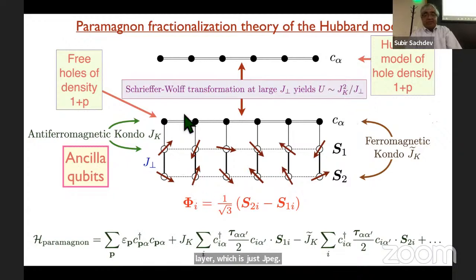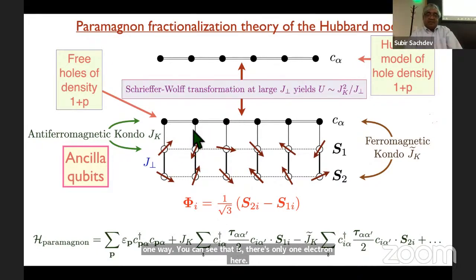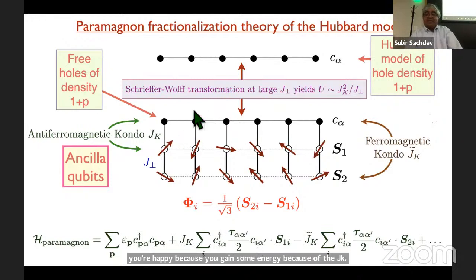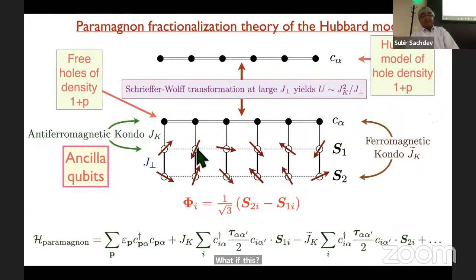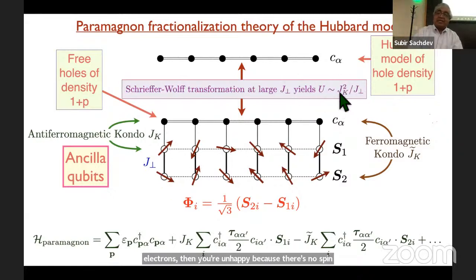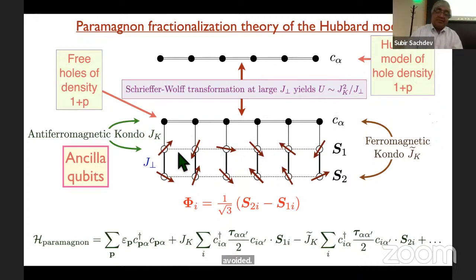One way you can see that is if there's only one electron here, then you're happy because you gain some energy because of the JK. But if there's two electrons or no electrons, then you're unhappy because there's no spin to gain energy with this exchange. So it's the usual type of argument. So JK and J perp are really large because they're really about a U. All right, so this is just a rewriting of the Hubbard model. Now, of course, if J perp is much bigger than JK, then I have done nothing. These will form singlets and I'm back to the old problem.